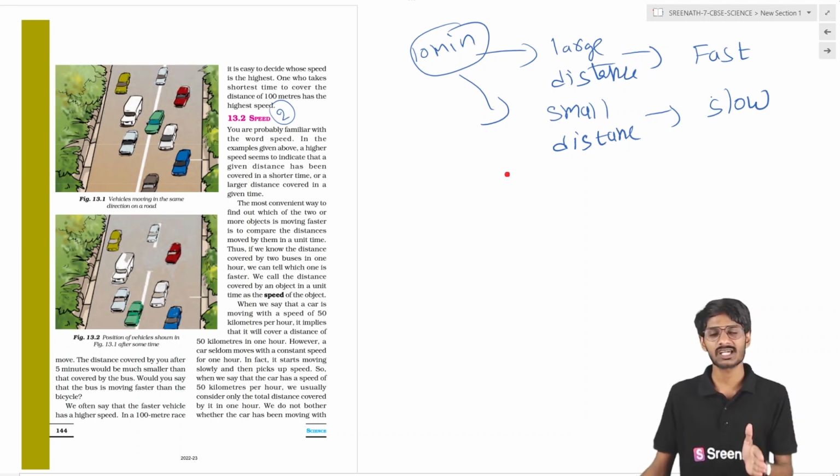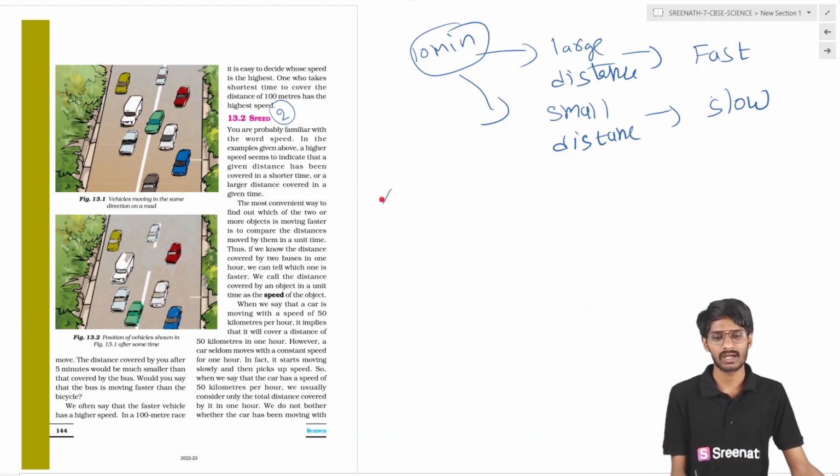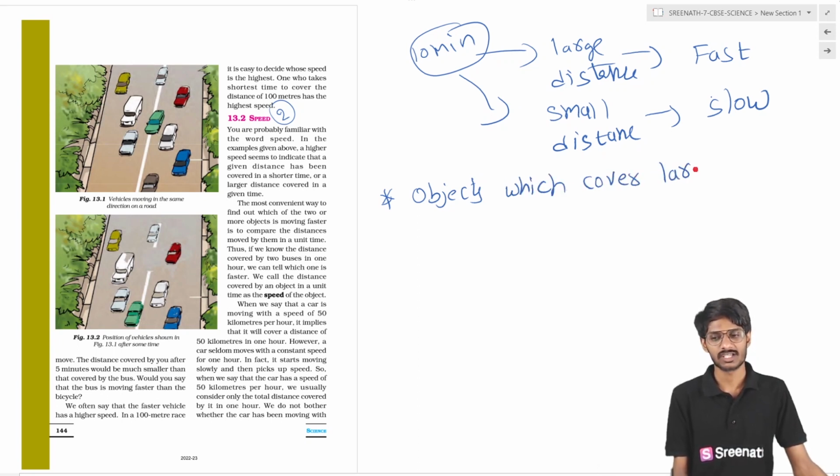So objects which cover a large distance in a given interval of time are the fast ones. So finally, how can we decide it? This means objects which cover large distance in a given interval of time are fast.